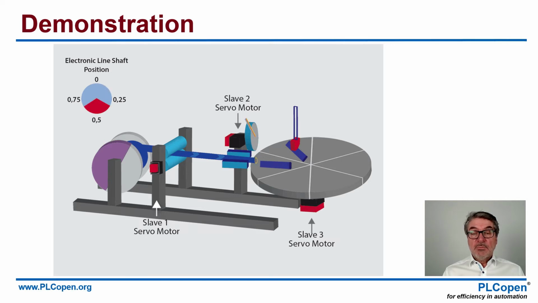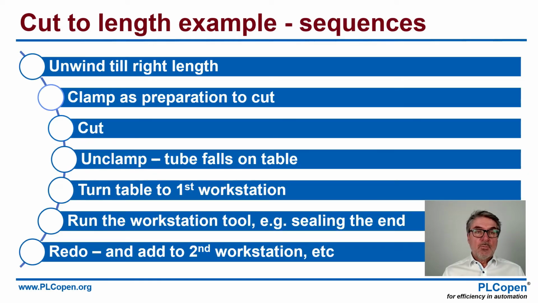Pull the tube out, we cut it, we clamp it, we cut it, we put it on the table, and we start working on the table while it is moving. So you've got several sequences. We unwind till the right length, that's the tube. We clamp as preparation to cut. We unclamp, the tube falls on the table, turn table to first workstation. Run the workstation tool, sealing at the end, and then we redo it. We start another sequence of cutting the tube till the right length.